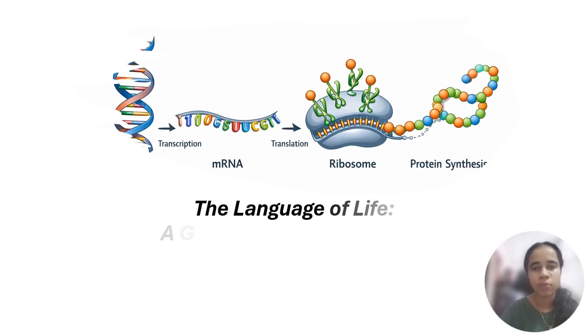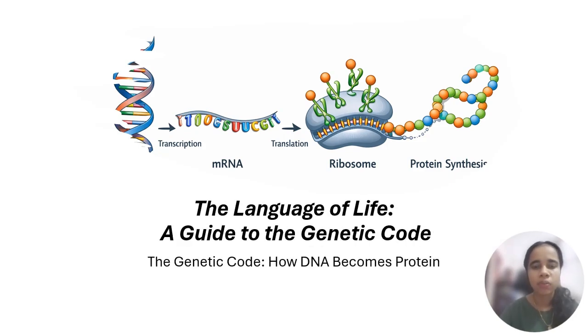Every cell in your body carries DNA, a long piece of information, or sequence of information, written in just 4 letters. But DNA itself doesn't perform any function. So instead, it acts like a blueprint. If it has to build something useful, like a protein, for example, the cell should first read it and interpret this information. So that is where the genetic code comes in.